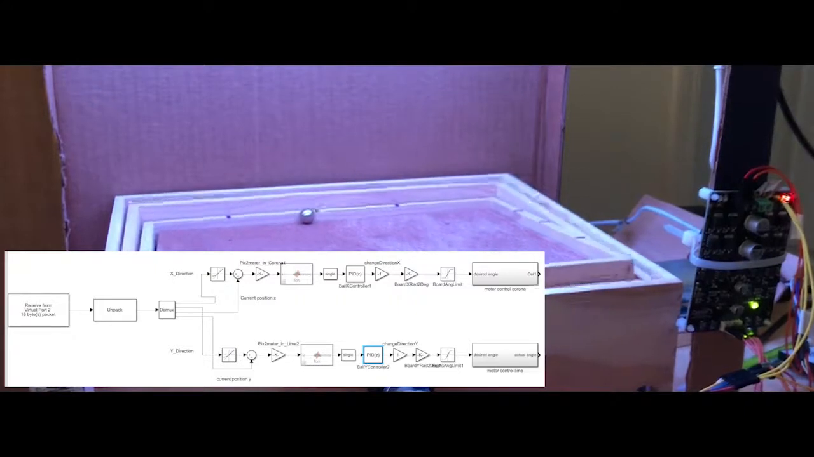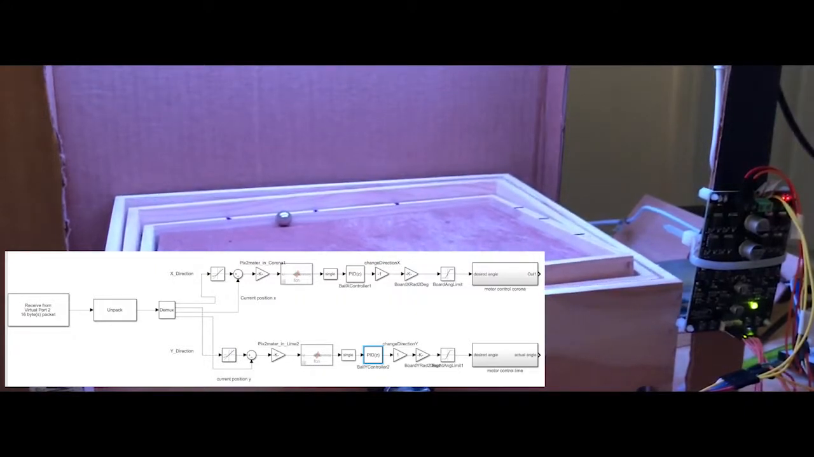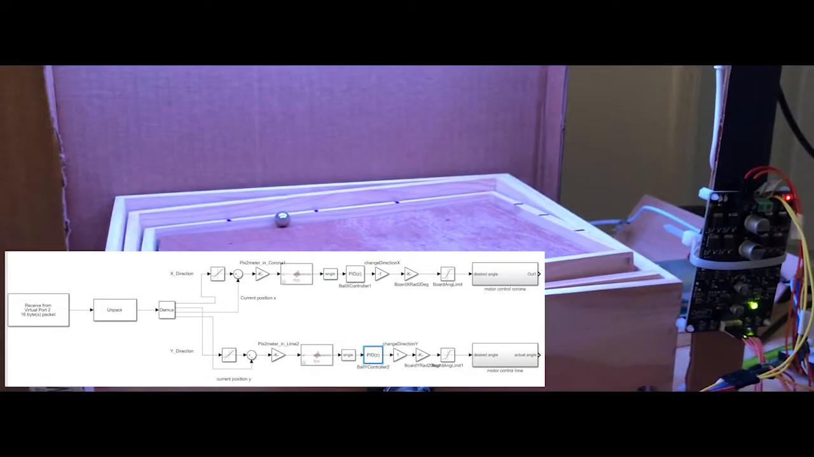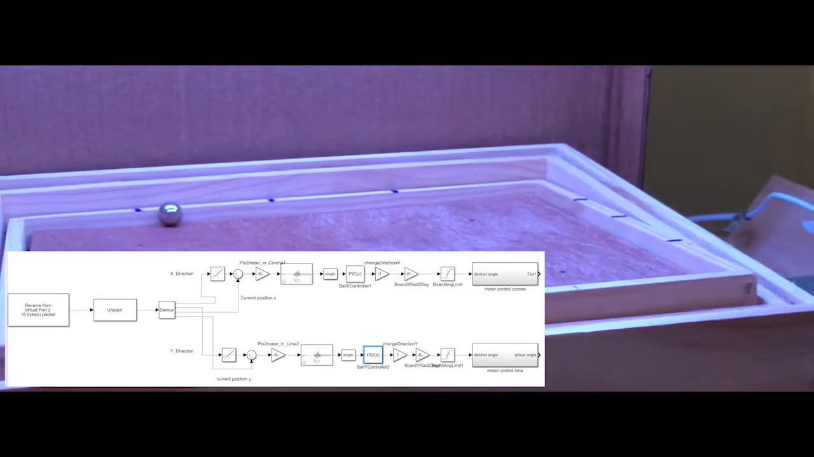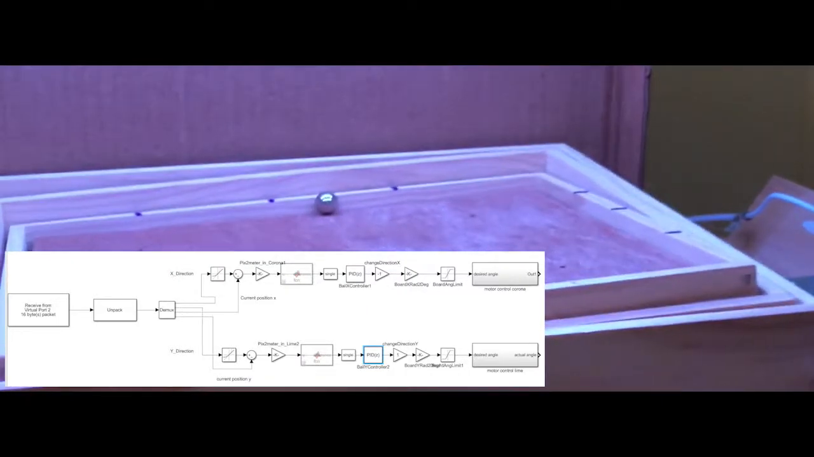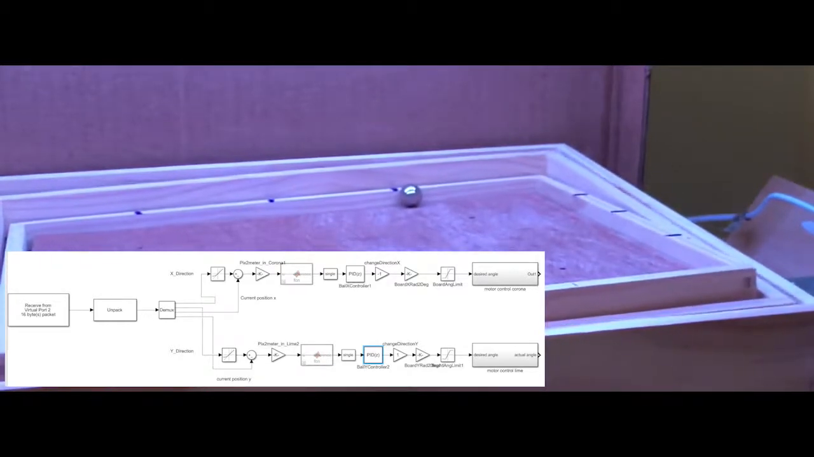So we have to change it from pixels to meters so that the ball controller that we'll talk about in a moment will be able to use that information accurately to output the correct amount of radians that we want the board to tilt to.